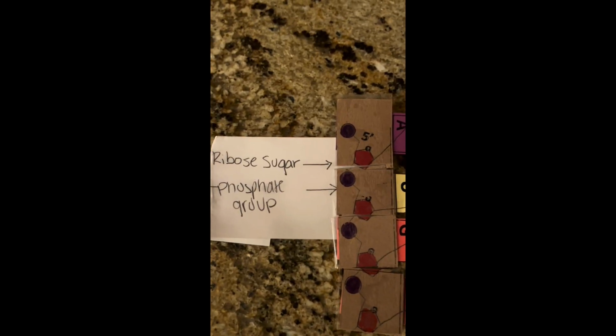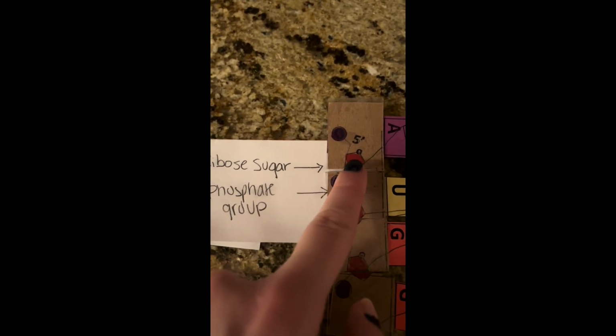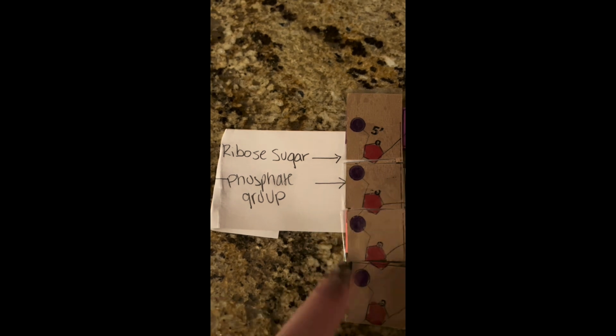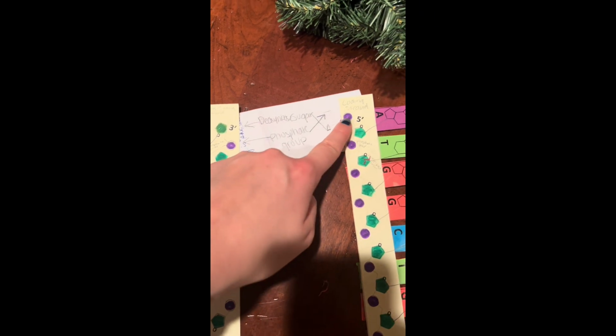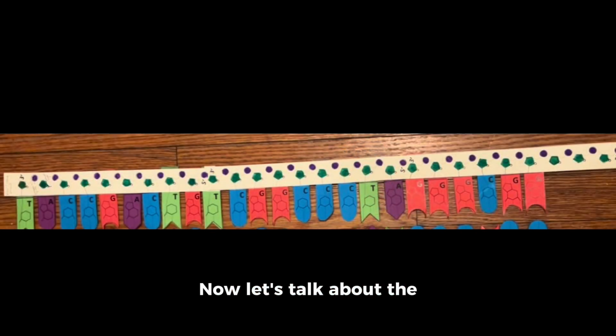For the mRNA strand, this is the ribose sugar, and this is the phosphate group. For the coding and non-coding strands, these are the deoxyribose sugars, and these are the phosphate groups. And these are the nucleotides. Now let's talk about the first 24 bases of the enzyme protein catalase coding sequence.